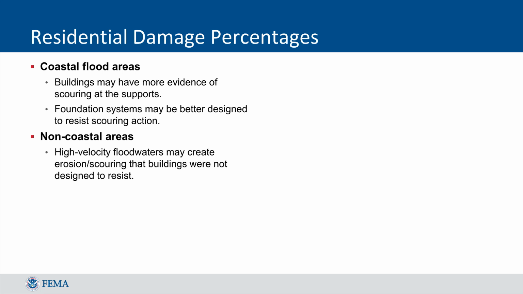Many of the photos in the slides that follow are from damage that occurred in coastal areas. Please note that coastal floods may cause more scour and erosion around foundational systems. Some buildings in these areas may be designed to better resist scour and erosion, while others may not. This is something to be aware of as you are inspecting a structure.